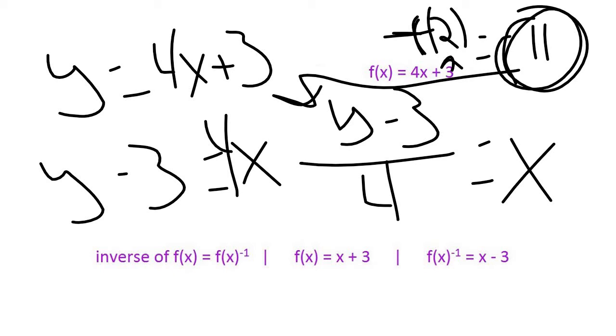Now let's just flip our x and y around. So we get y inverse is equal to x minus 3 over 4.